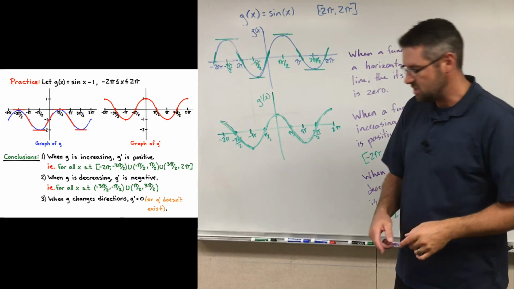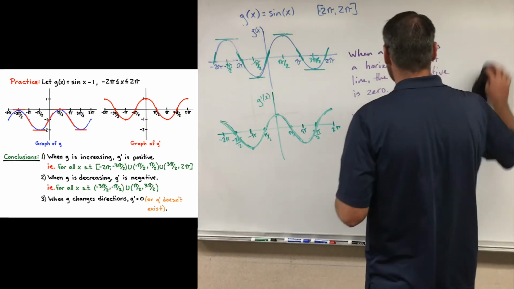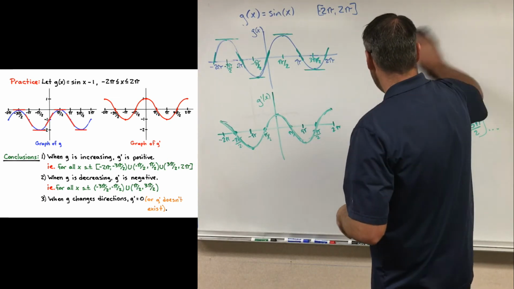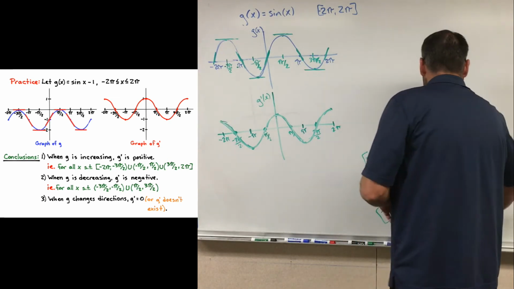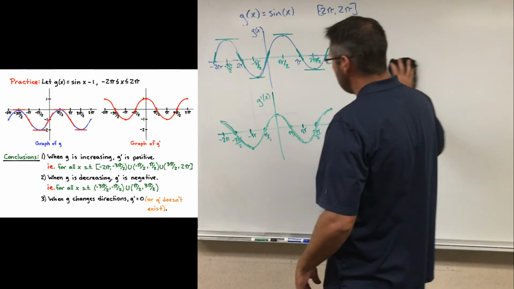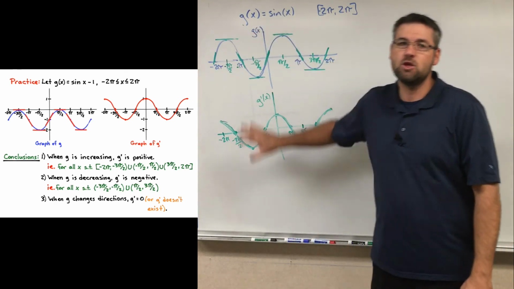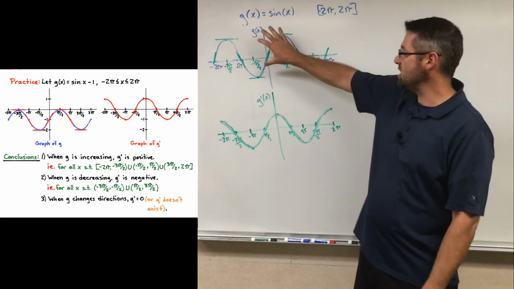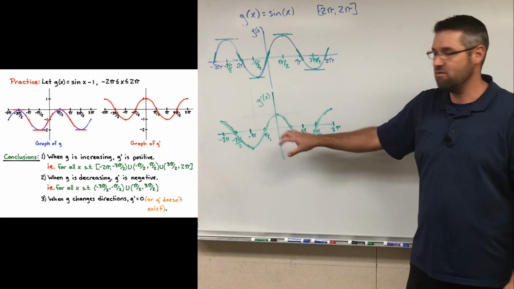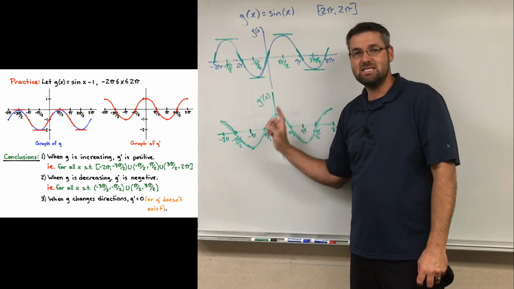But notice in the orange parentheses, it says, or g prime doesn't exist. We're going to get more into that in the future, because I don't want to overwhelm you with too many ideas all at once. But you can see 3 main points. When a function's increasing, the derivative is positive. When the function's decreasing, the derivative is negative. When you see a horizontal tangent line, the derivative is 0.